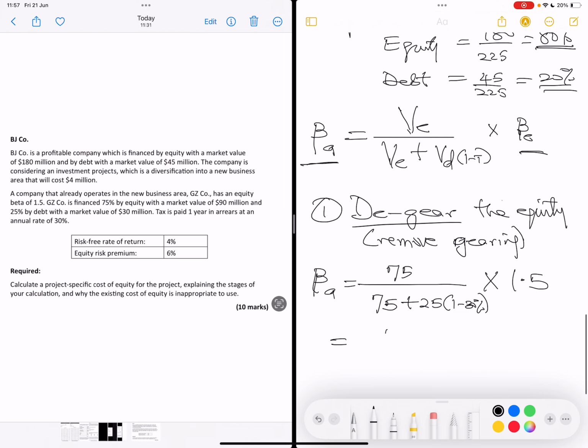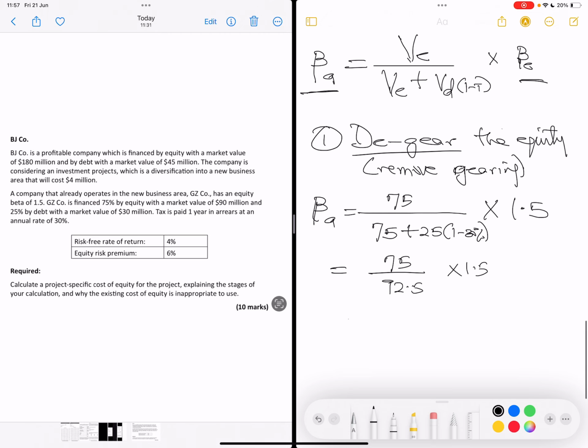And that equals 75 divided by, so 25 times 0.7 plus 75. And so that's 92.5 times 1.5. So beta asset equals 75 divided by 92.5 multiplied by 1.5, and that is 1.22. So the asset beta is 1.22.